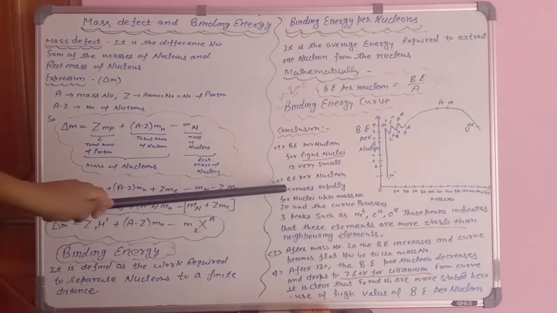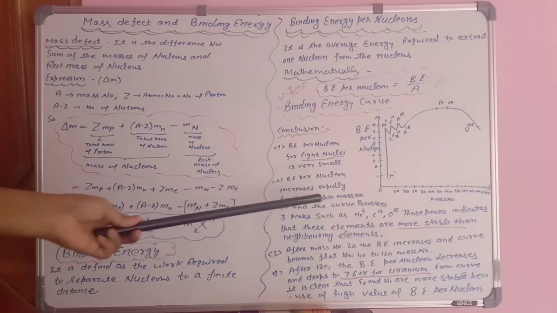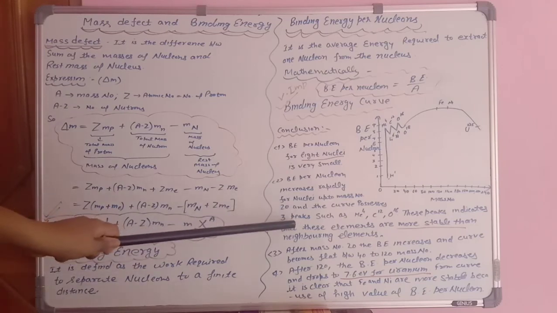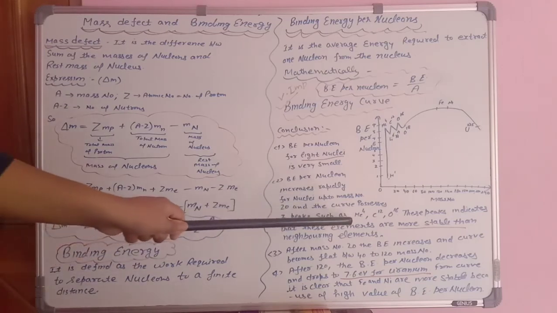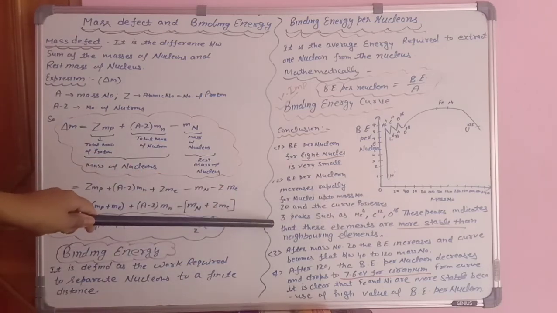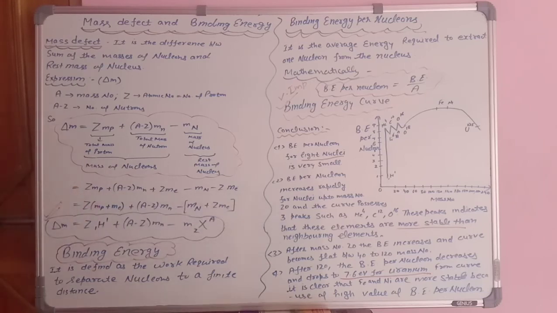Second, binding energy per nucleon increases rapidly for nuclei up to mass number 20, and then the curve possesses 3 peaks. Very important, 3 peaks. At what points? Helium, carbon, oxygen. And these peaks indicate that the elements are more stable than the neighboring elements. This curve possesses how many peaks? 3 peaks. And what do peaks indicate? Peaks indicate that these elements are more stable than the neighboring elements.